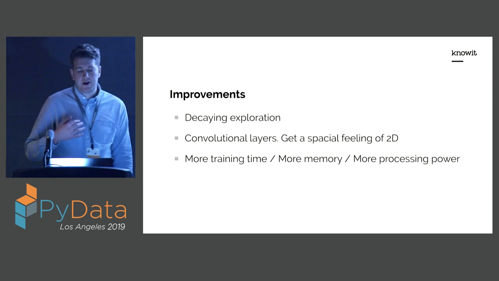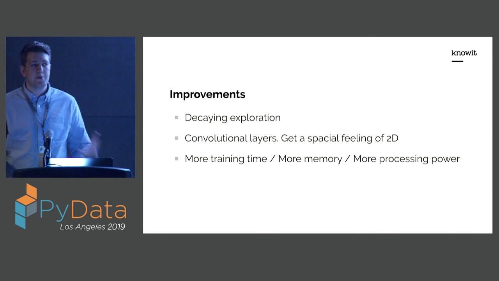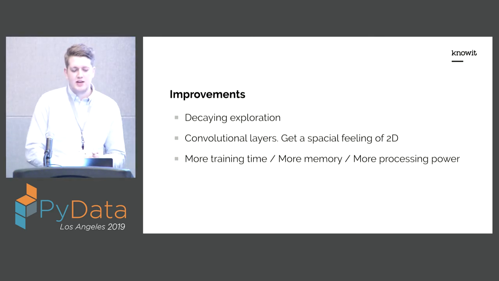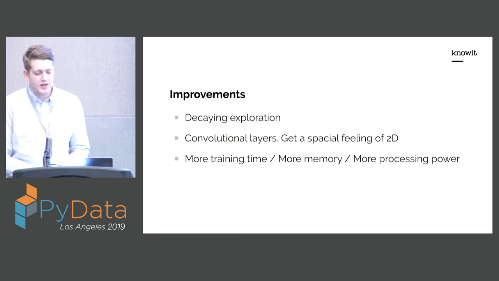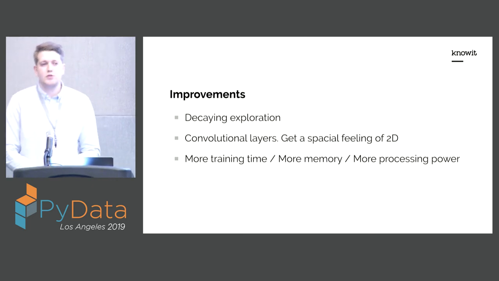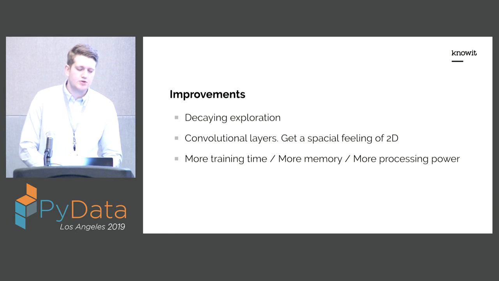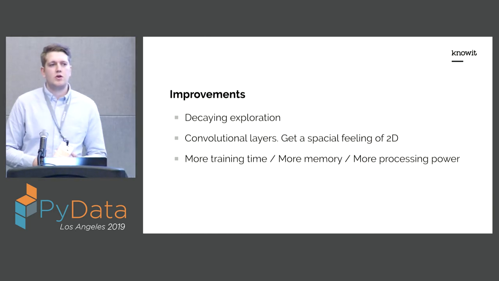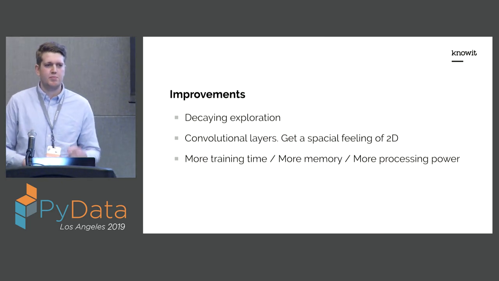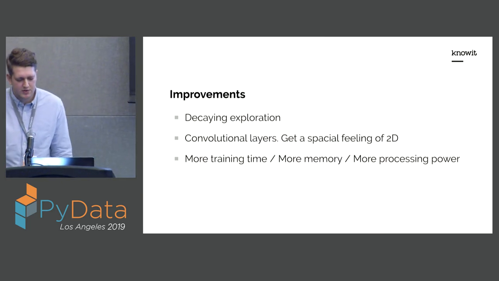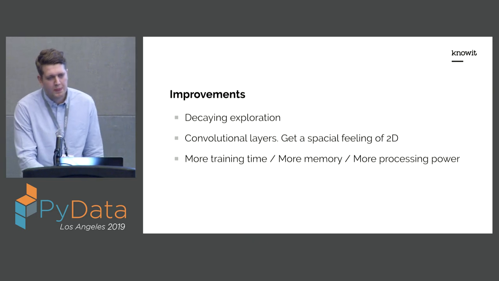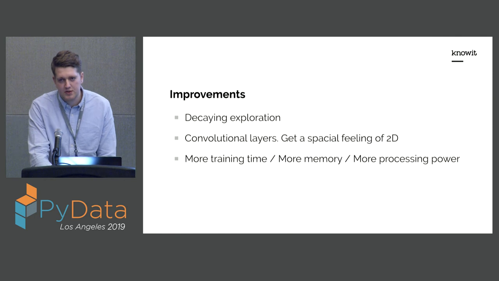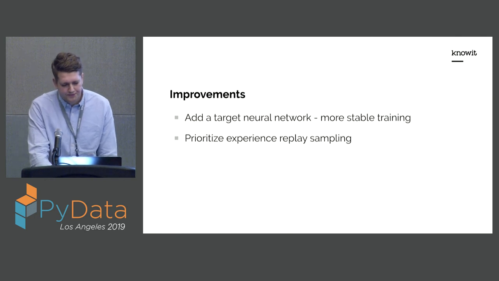There are some improvements to this. This is the baseline of deep Q neural networks. You can use decaying exploration probability that I mentioned. You can use convolutional layers, because convolutional layers are really good with 2D data. That's why they're often used on images and stuff. And the Pac-Man game board is 2D, so it probably will enhance the performance a little bit. Obviously, more training time, more memory, and more processing power is going to make the training faster and converge faster.